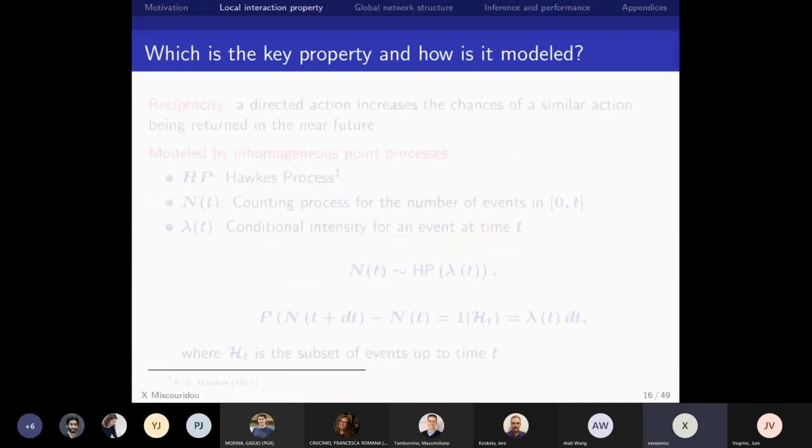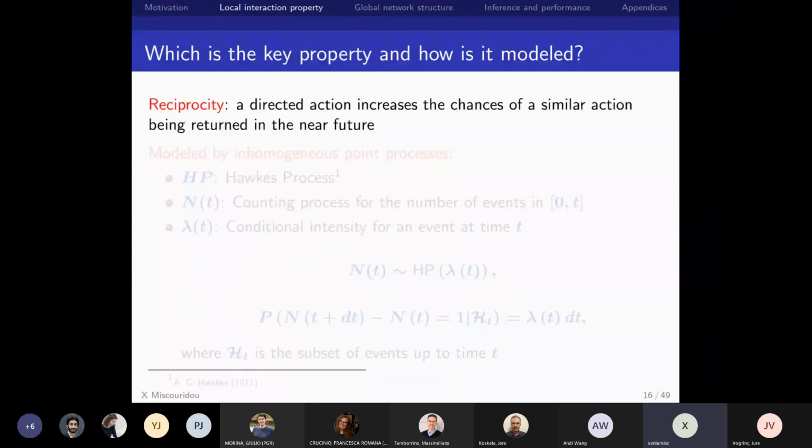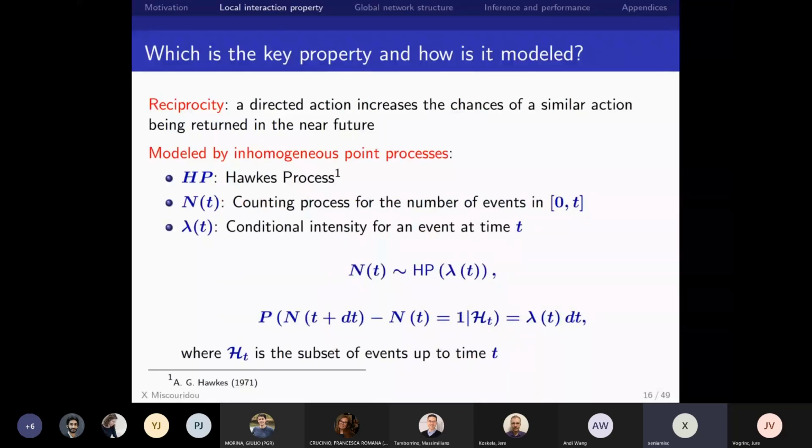So what is the key property that I want to model? I try to show you with that toy example. The property I'm interested in is what we call reciprocity or reciprocation, which means that a directed action from A to B increases the chances of a similar action being returned in the near future. It's very obvious in this toy example, because if I send you a message, it's highly likely that you respond in the future. And this is what I want to do. How do I model it? I model it using point processes, and particularly inhomogeneous point processes in the family of Hawkes processes.